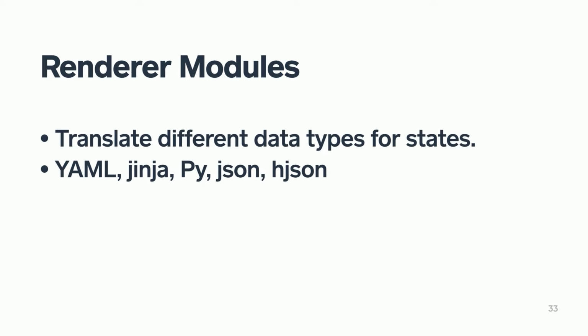Does anybody know what HJSON is? I did not know that until going over renderer modules. Nobody? It's actually like a YAML JSON hybrid. It basically allows you to put comments in JSON, and it's a little bit more human readable. I found it fascinating, and it's actually kind of cool. But yeah, if you wanted to define information in Salt in HJSON, you could. So you're not bound to one specific way of doing anything.